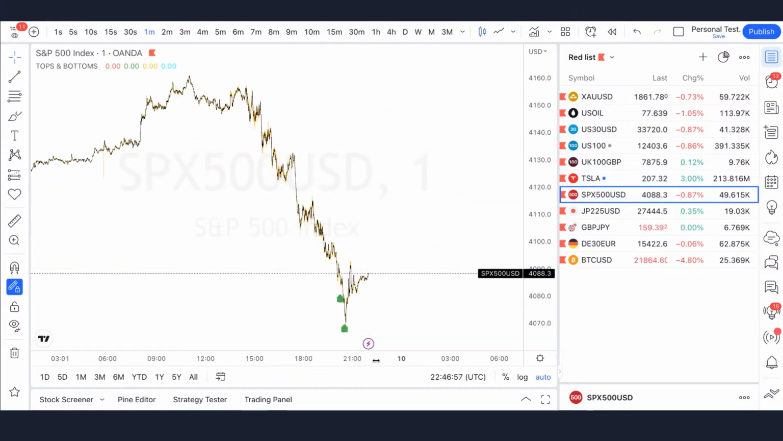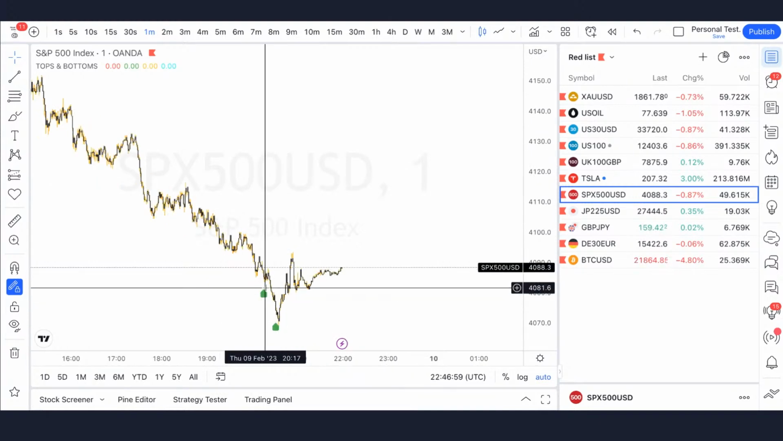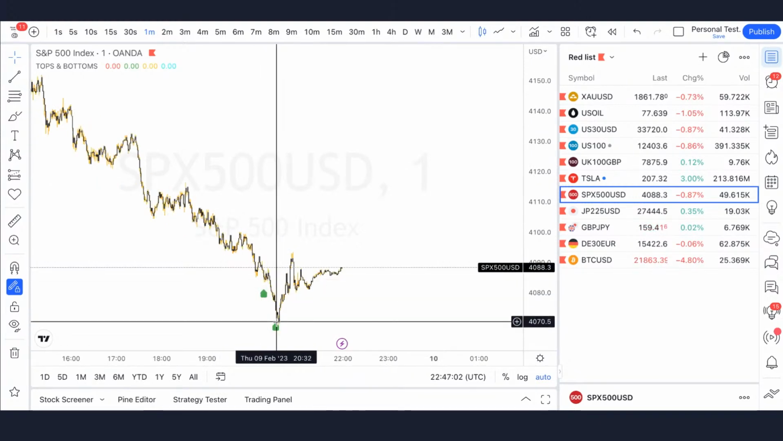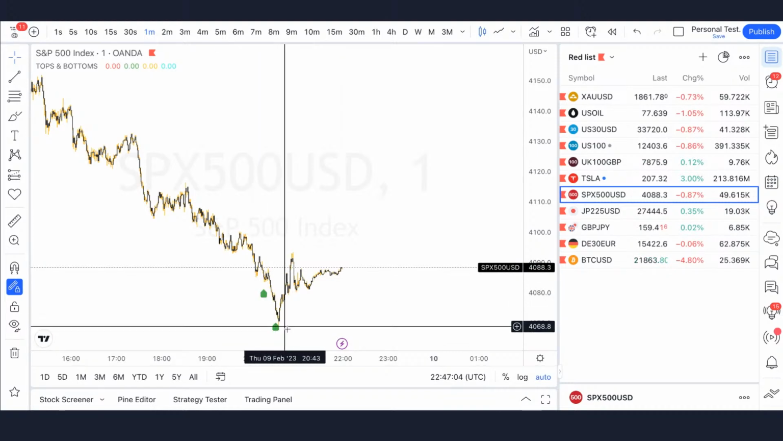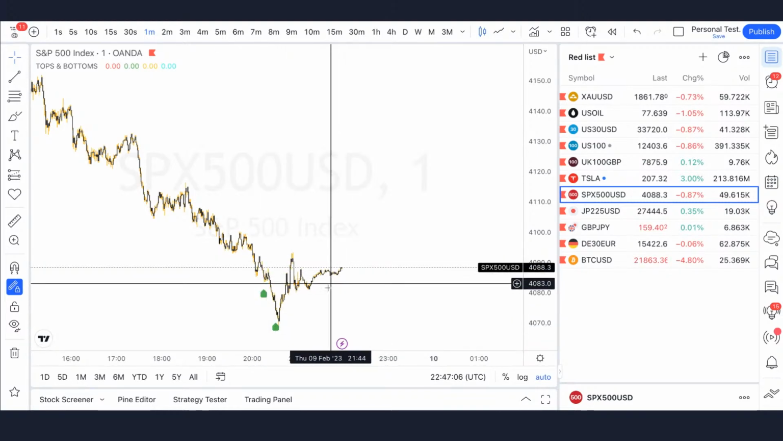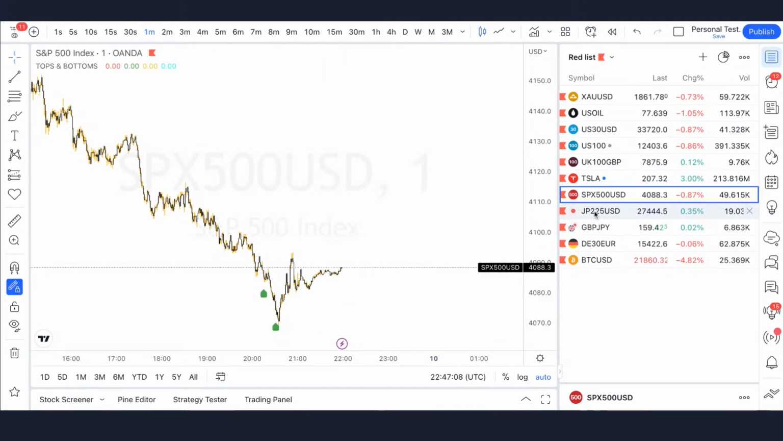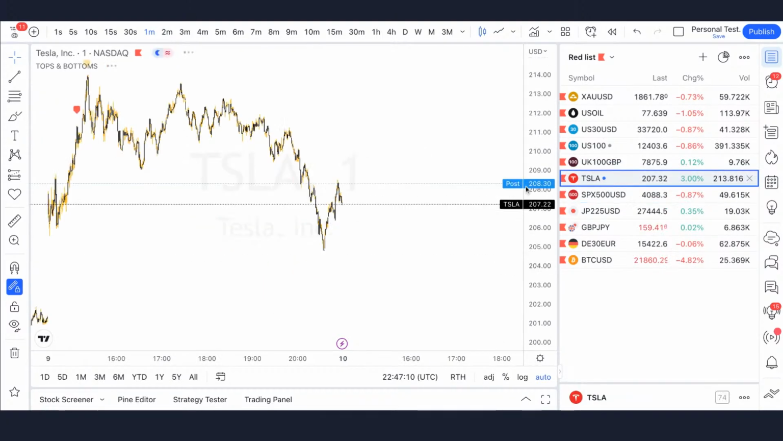And here you can see the S&P 500. There's a couple of great entries on there lately, just over the past couple of hours. Both of those are in profit already, and that would have been a very nice little trade if you were able to take it.